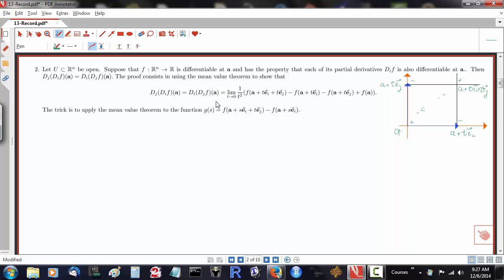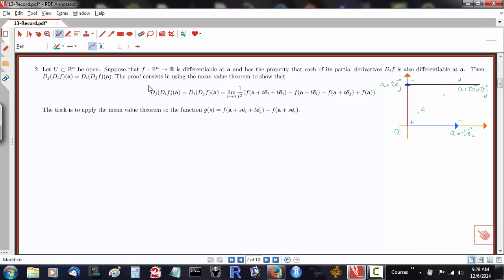What I'm going to prove is that that limit can be expressed as the ith partial derivative of the jth partial derivative of f, but since this expression is completely symmetrical in i and j, I could have done it the other way around, and that will constitute a proof that these 2 second partial derivatives are equal when done in the same order. How am I going to do this proof?